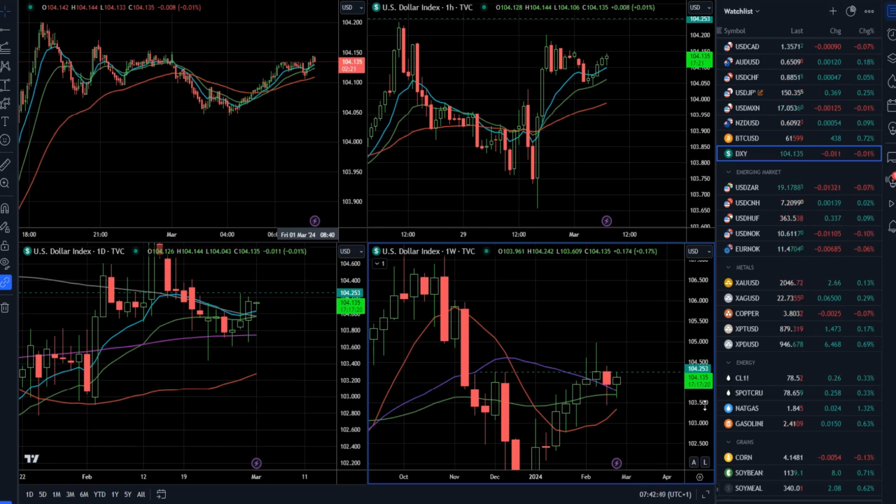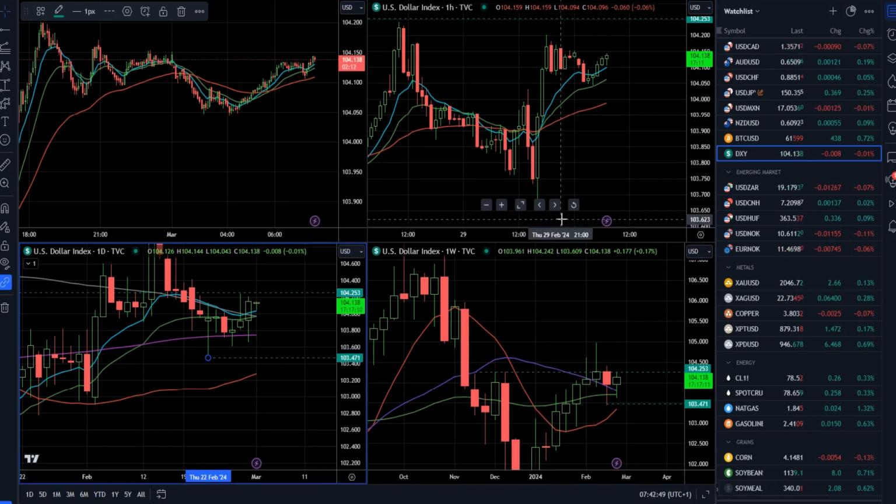Will that remain like that or not? We will see, but today is the last day of the week, so pay attention on this consolidation. Eventual breakout can lead to some bigger directional movement. So that will be all for this update, guys.